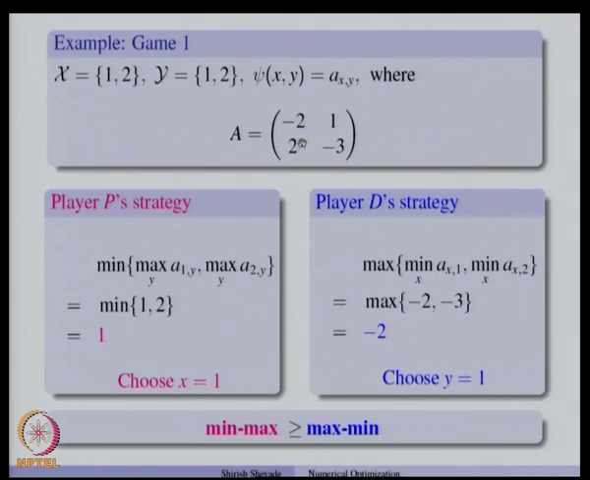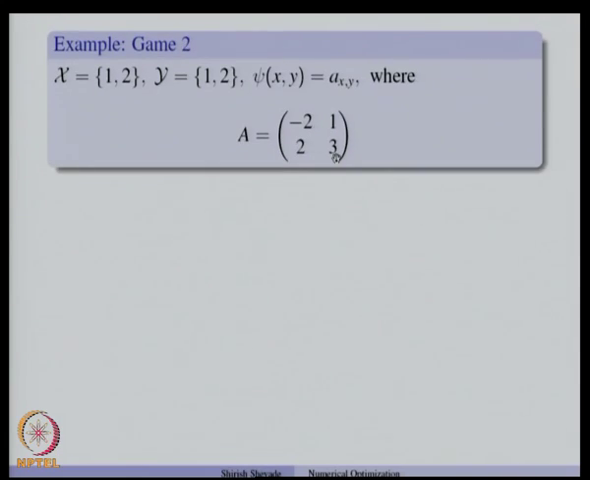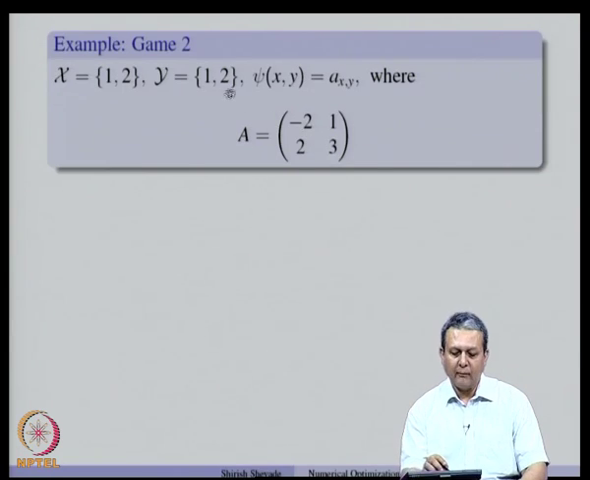Now, in this matrix, suppose we change this minus 3 to plus 3, and suppose we have a new game, which is game 2. So, only one quantity in the previous matrix is changed from minus 3 to 3 here. The rest of the conditions remain the same.